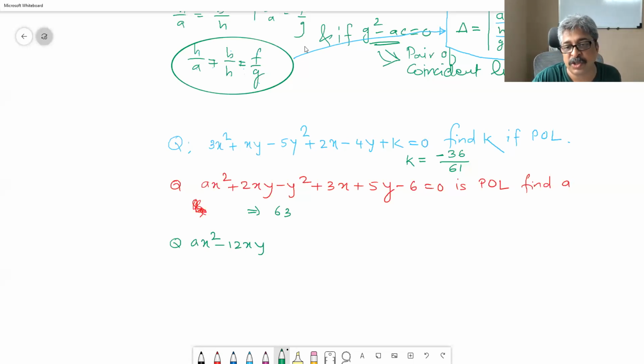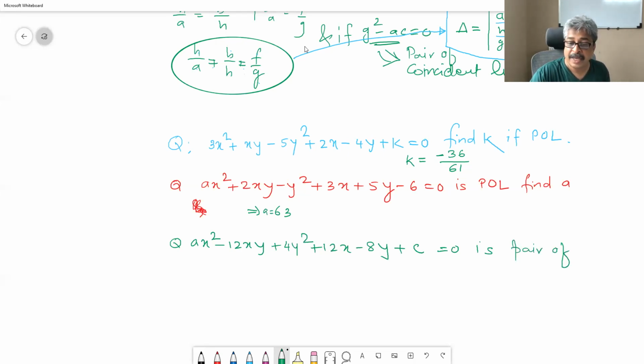Okay, the answer for this question was k is equal to minus 36 by 61. Answer for this second question, a is equal to 63, and this is a new question. ax square minus 12xy plus 4y square plus 12x minus 8y plus c is equal to 0 is a pair of parallel lines. Find a and c.